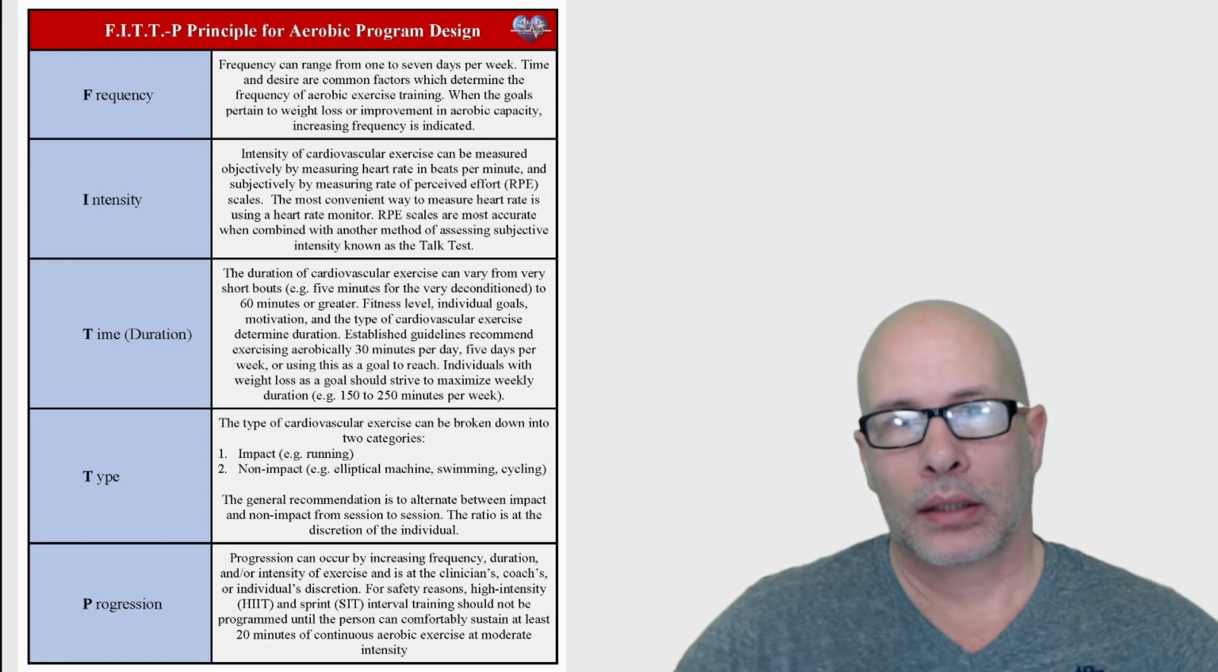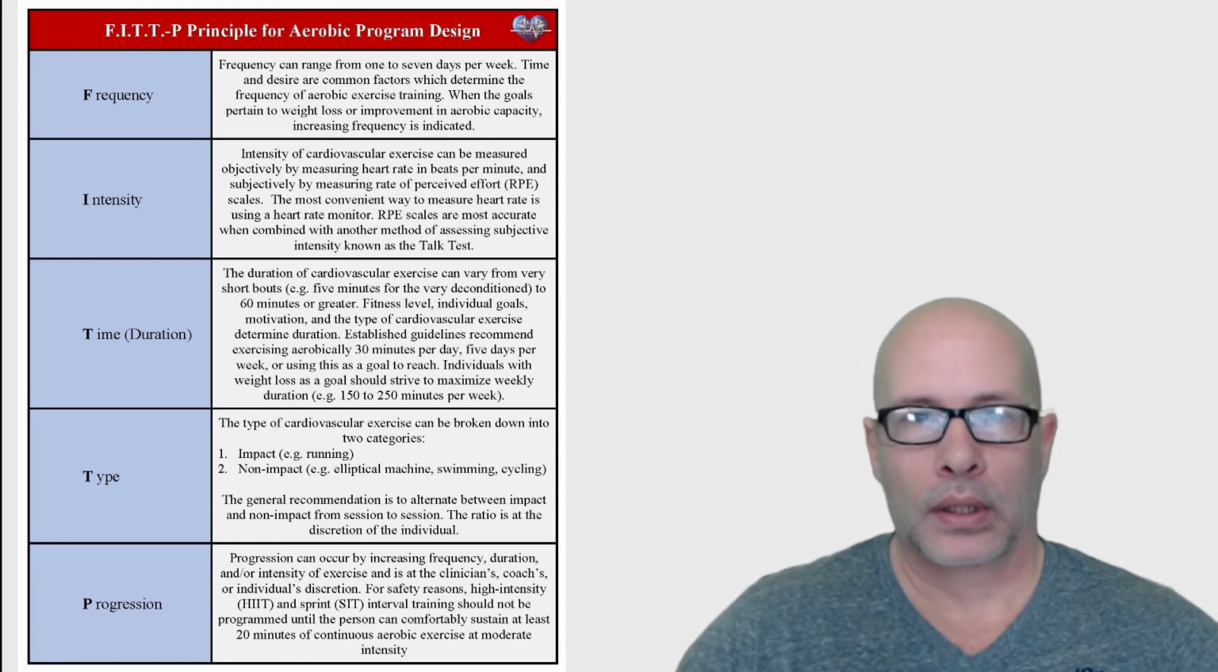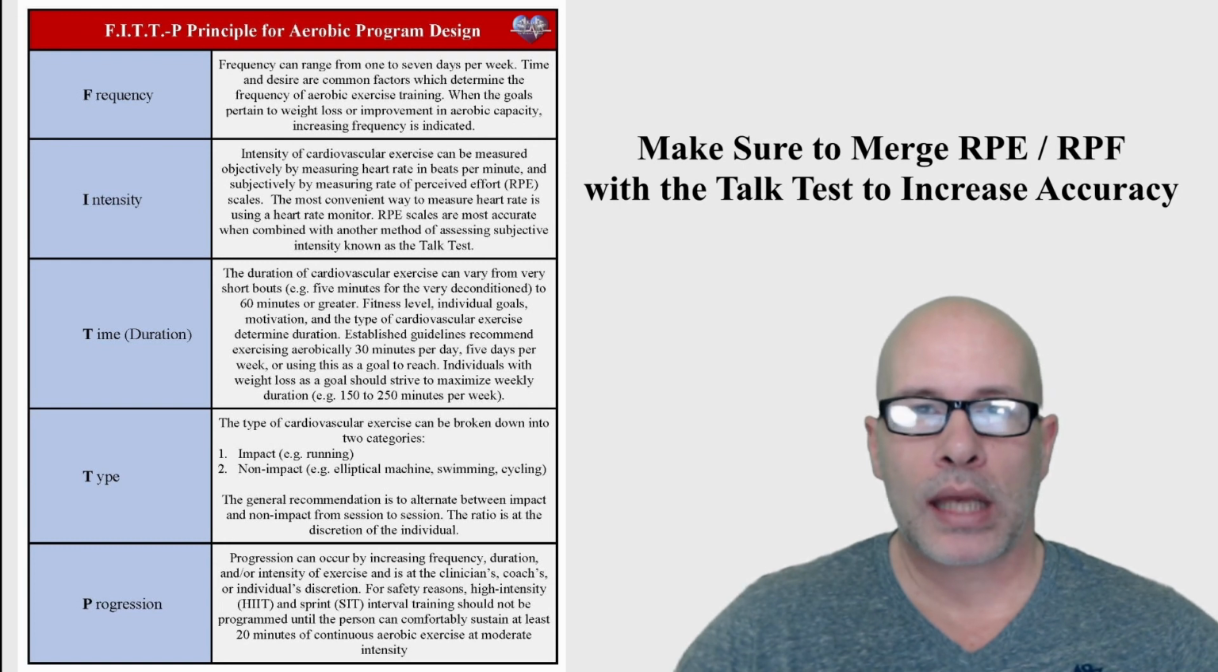But use the RPE or RPF scale as your primary guide to determining your initial start point, as well as to guide progression. And keep in mind that to increase the accuracy of the RPE scale, you need to correspond the number that you think you're at, such as a 4 or 5 on a 1 to 10 scale, with the associated breathing rate.